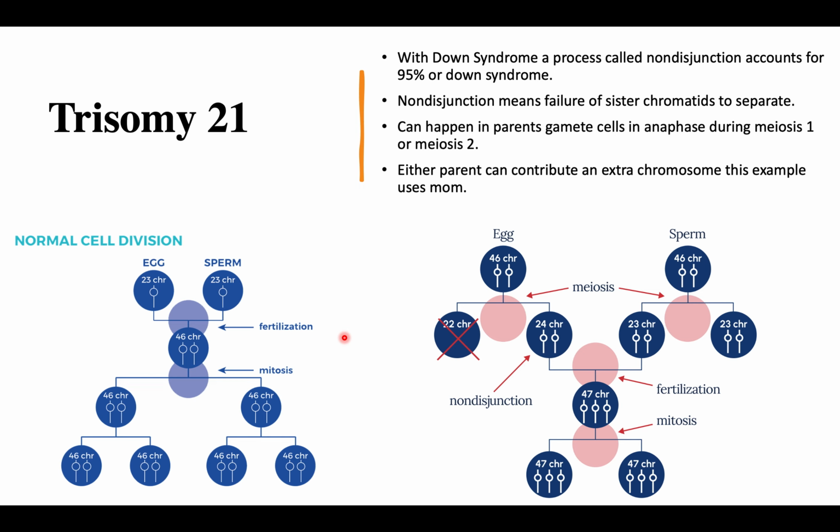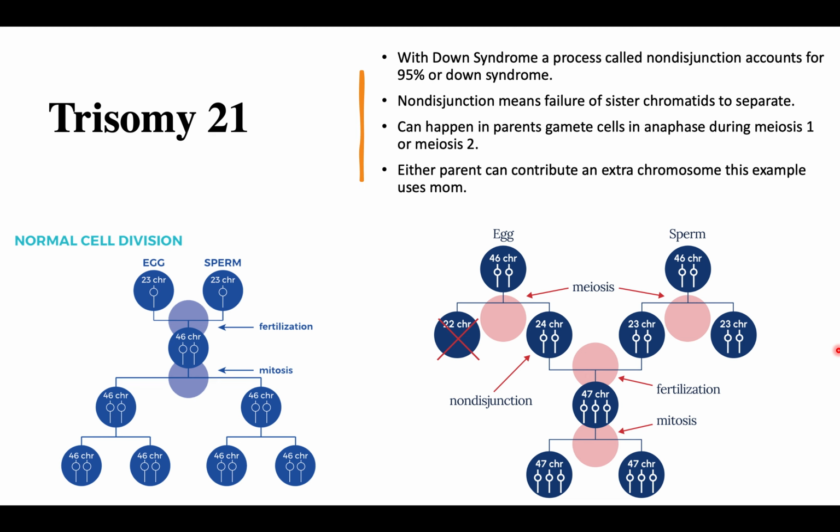However, with trisomy 21, a process called non-disjunction will occur in either one of mom or dad's gamete cells. Non-disjunction basically means that the sister chromatids fail to separate during anaphase of either meiosis 1 or 2. This means in trisomy 21, either the egg or the sperm will contribute an extra copy of chromosome 21.